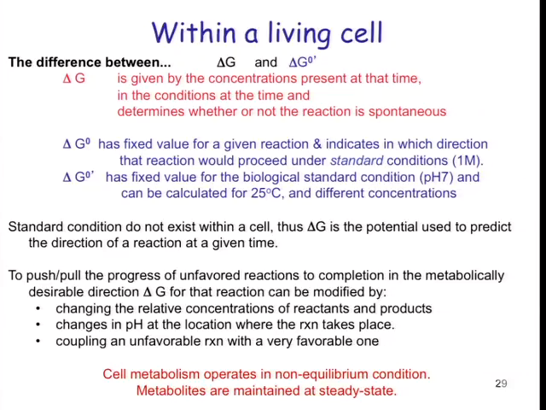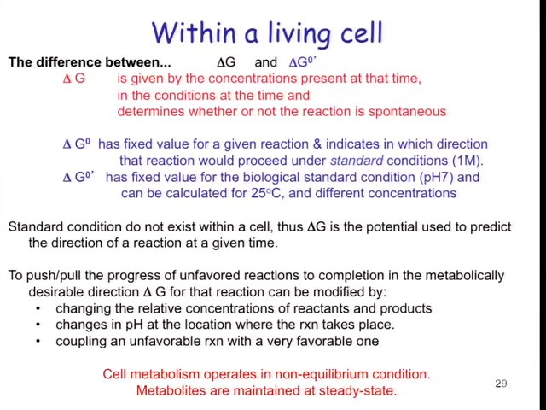So G0 is the fixed value that the physicists have come up with, and that's 1 molar, at a certain temperature in Kelvin and 1 atmosphere pressure. But delta G0 is the fixed value for biological conditions, because you'll learn we care a lot about pH. And this is done at pH 7, and it can be calculated for 25 degrees centigrade and different concentrations.